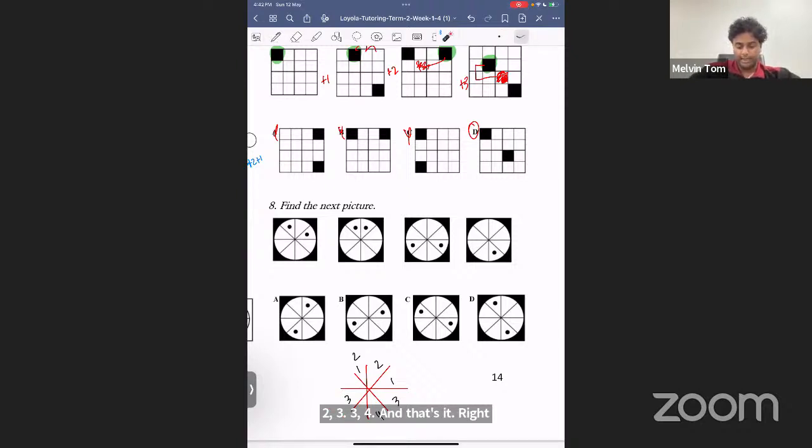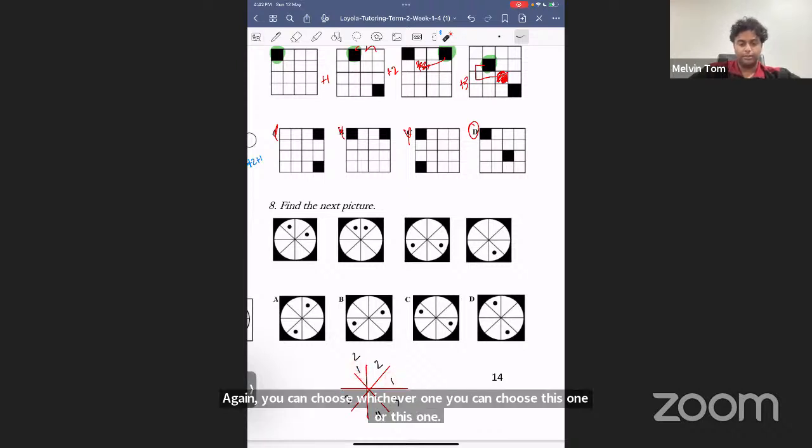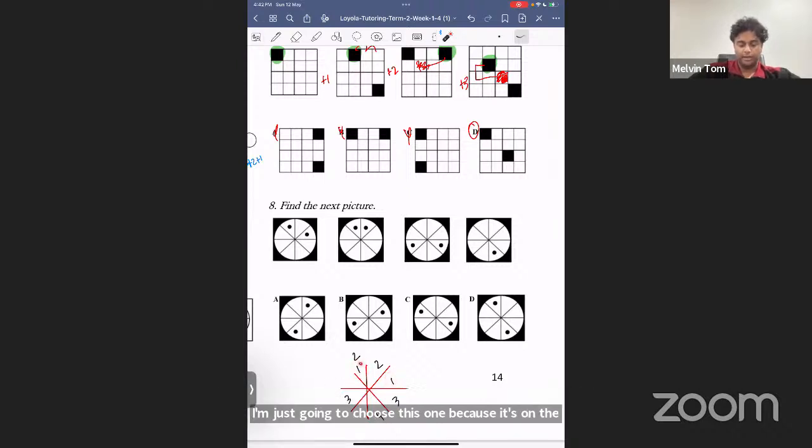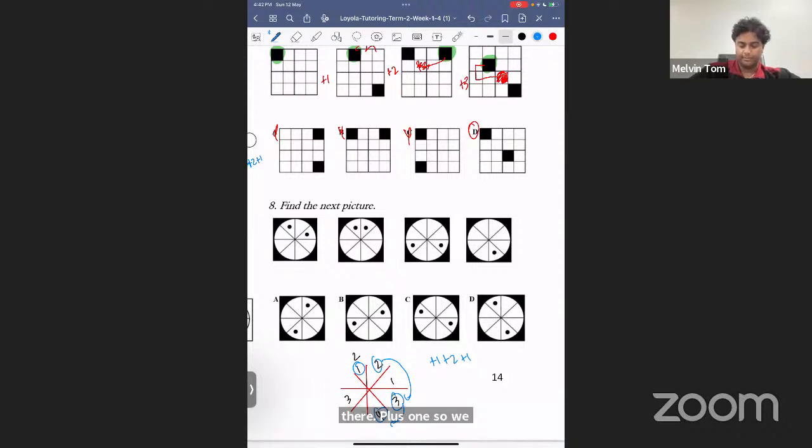So let's see if we can find a simple pattern. Again, you can choose whichever one. You can choose this one or this one. I'm just going to choose this one because it's on the top. So we just go from there. 1, it makes more sense for it to go to this 2. So like we did before, it goes there, +1. From there, makes more sense to go there, +2. From there, +1. So we now have a pattern.